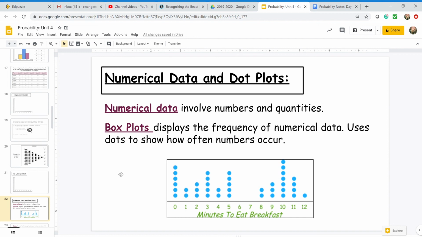Box plots or dot plots display the frequency of numerical data. So this is actually supposed to say dot plots. So make sure you cross out box and write dots. It uses dots to show how often a number occurs. So right here you can see that we have various dots, and it talks about minutes to eat breakfast, and it's telling us the frequency of people who don't eat breakfast at all, who eat at 10 minutes, who eat at 6 minutes. That's kind of what a dot plot shows, the frequency of data.